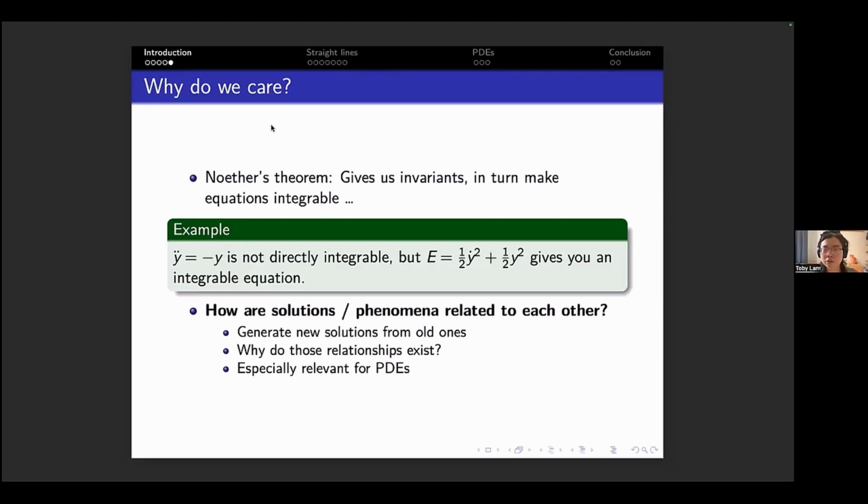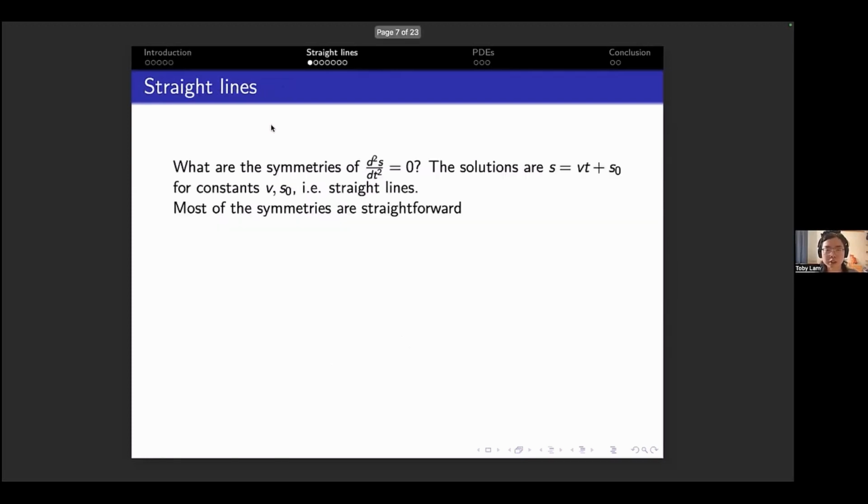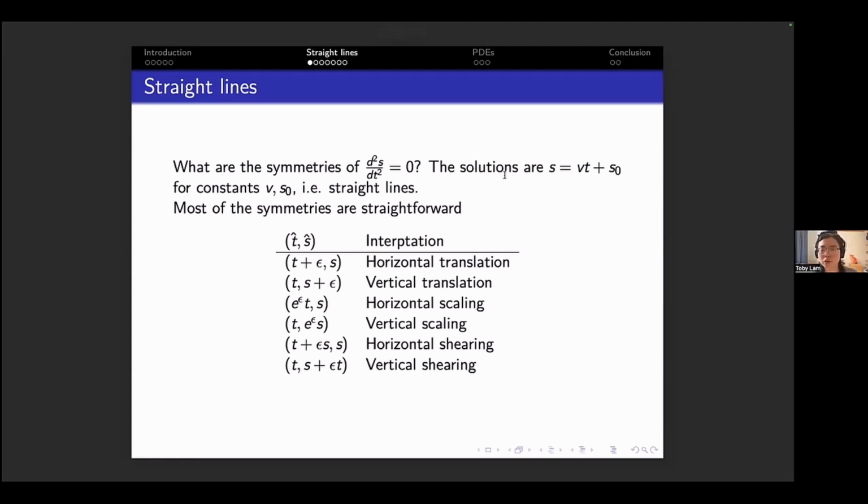First off, I'm going to start with a very simple example, which is to think about straight lines. To model straight lines, we can say that the second derivative is 0. And so the solutions are going to be straight lines, determined by the slope, that's v, and also by the initial constant, that's S0. Most of the symmetries are going to be exactly what you expect. For example, there are horizontal translations, scaling symmetries, and also shearing symmetries.